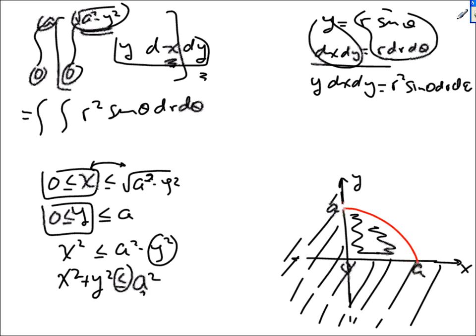Okay. Now, the radius r always originates from the origin, from the pole. And every place on this red circle, r is a. And at the pole, r is always 0. No matter which r I draw, it always goes from 0 to a. So r goes from 0 to a.